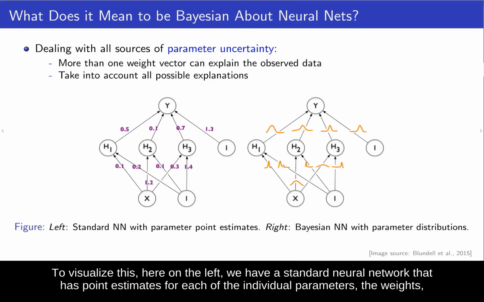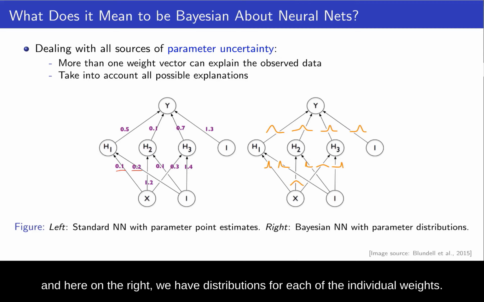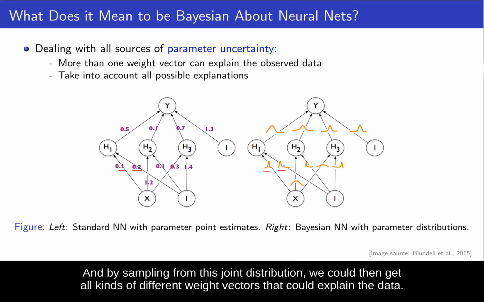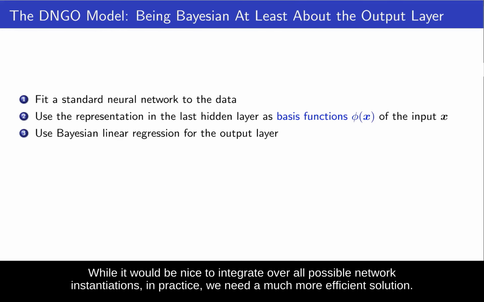To visualize this, here on the left, we have a standard neural network that has point estimates for each of the individual parameters, the weights. And here on the right, we have distributions for each of the individual weights. And by sampling from this joint distribution, we could then get all kinds of different weight vectors that could explain the data. While it would be nice to integrate over all possible network instantiations, in practice, we need a much more efficient solution.